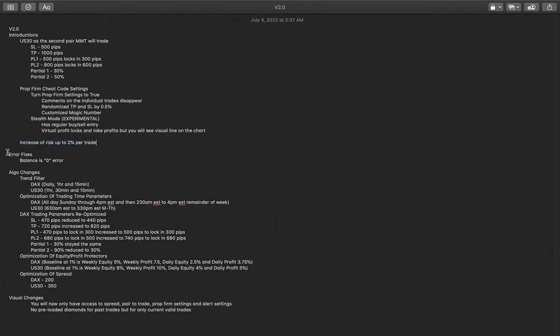All right. So there was one error fixed for those who continue to have a balance is zero error. That error was fixed. All right. Algo changes. So there's changes to the algorithm. All right. Trend filter. All right. So now the algorithm, this is the main reason why we're calling it version 2.0, is because we've added to the algorithm. We haven't really changed it.